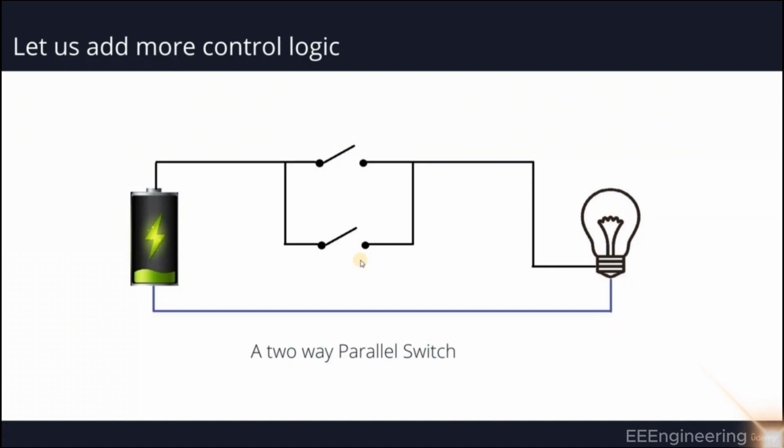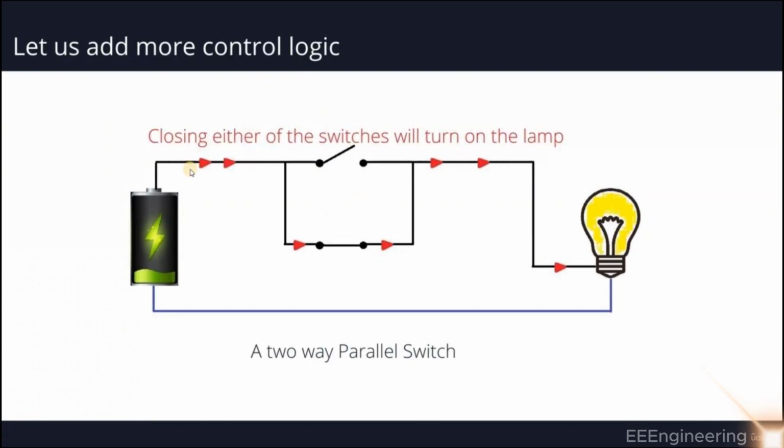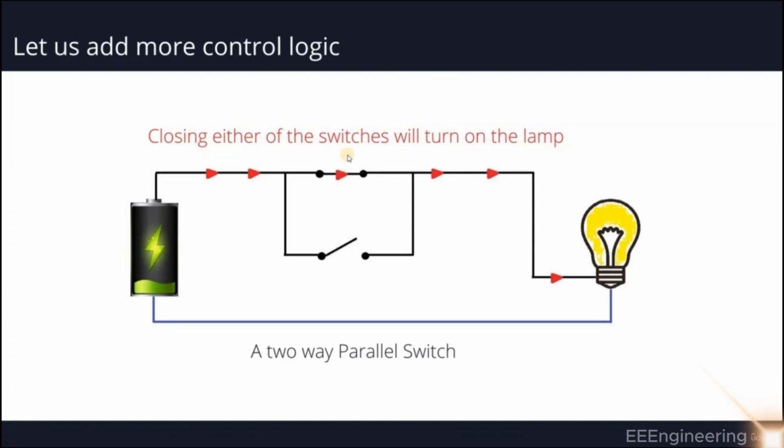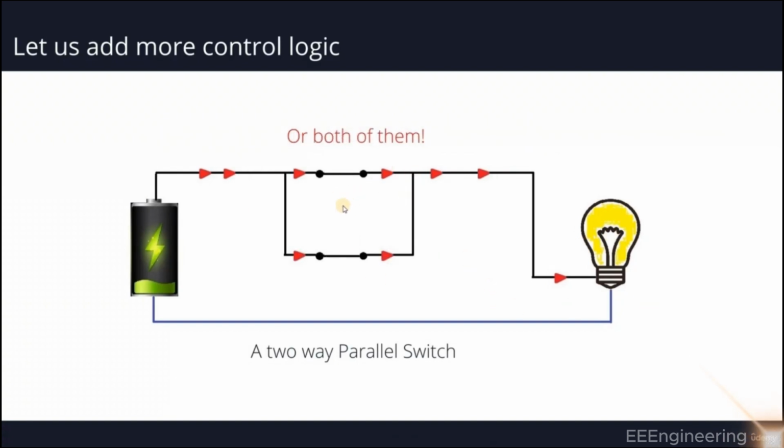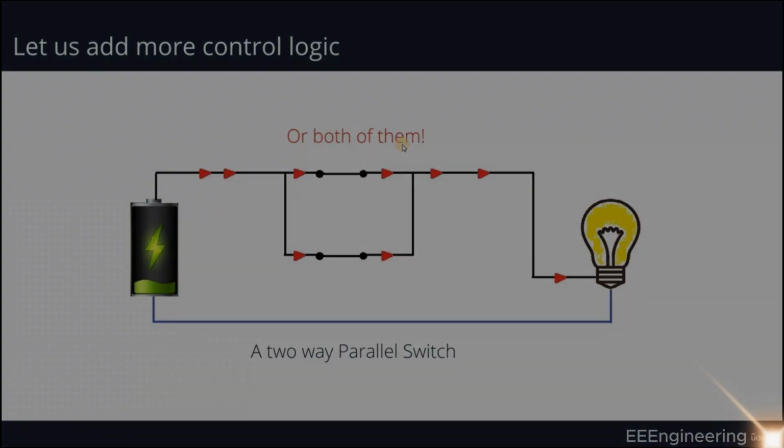There is another topology of control. Now, let us assume that I have two parallel switches. Maybe I want to control this lamp from two different places. So this is a different type of control. If I turn it on from this side, I'm going to have a closed circuit on this path, and the light is going to be lit. But if I turn it on from the other side, it's going to be also lit because I have another path for the current to flow. I can also turn both of these on, and I'm going to be able to light this bulb from both places at the same time.